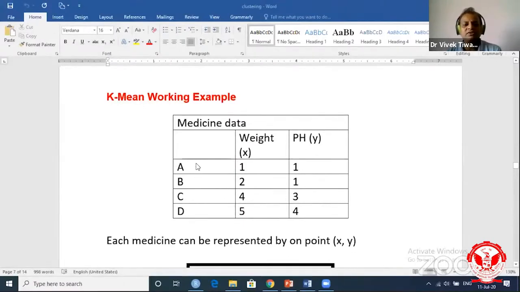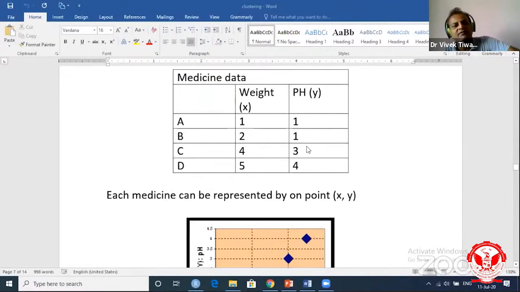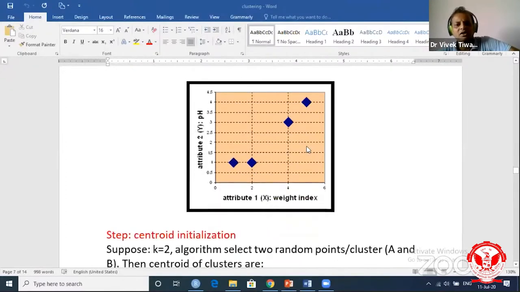You can consider the data set to be some medicines, A, B, C, D, where the weight of the tablet and the pH value are captured in the data set. So this is a data set with only four data points in two-dimensional data. First, I will try to visualize it through a scatter plot in two-dimensional space. So these are the four data points.